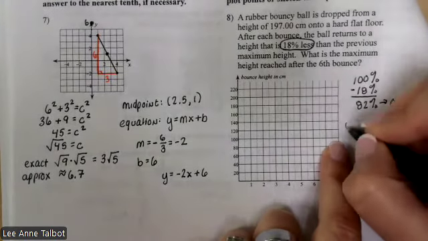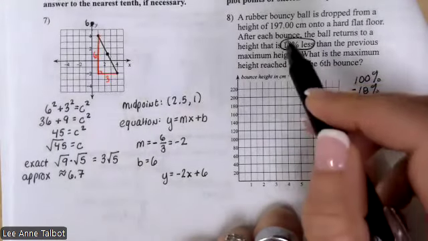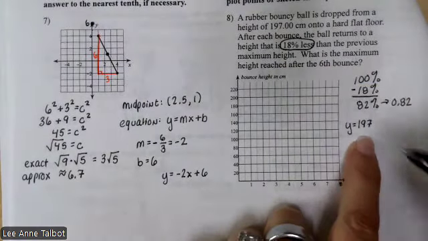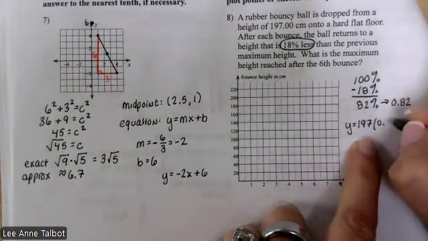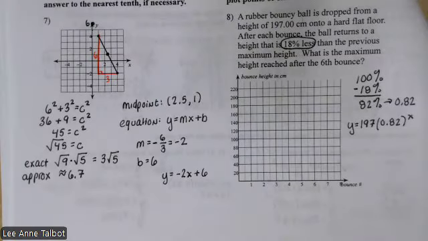Okay, so I have y equals 197. You can put the 0.00 if you like. I'm not going to. Okay, so there's your equation.